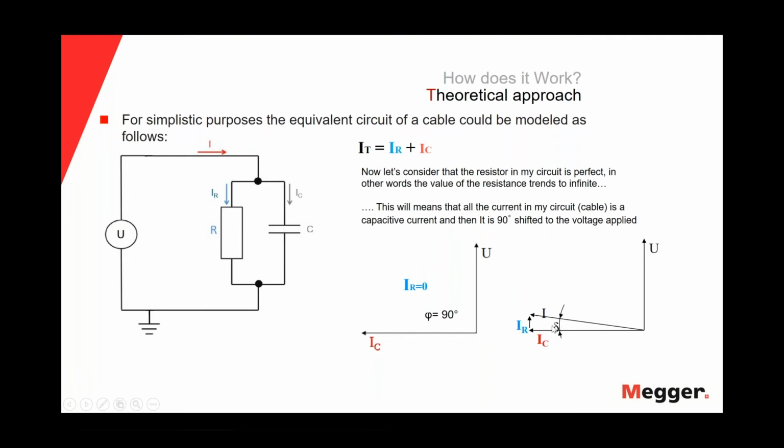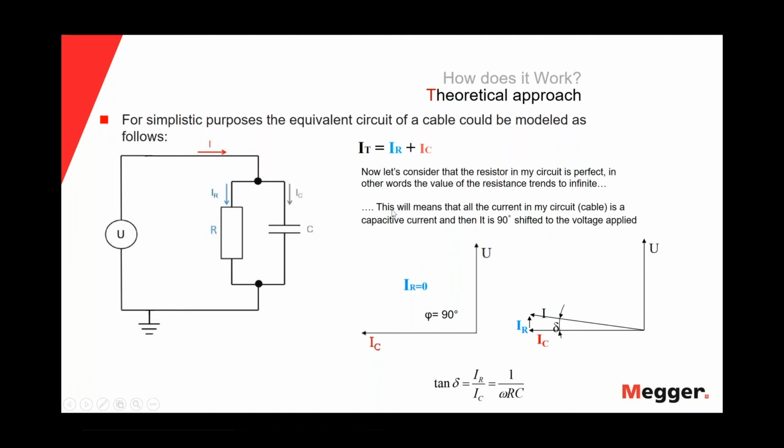So if this angle tends to 90 degrees, that means that the insulation in my cable is aging. And if this angle tends to 0, that means that I have an almost perfect insulation. The trigonometric function that correlates the resistive current and the capacitive one is the tan delta. This is one approach.